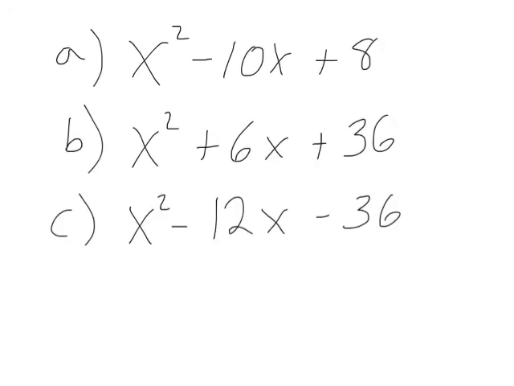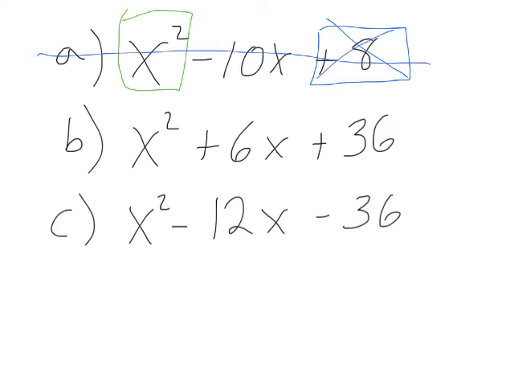So now let's look at some other examples of trinomials that may or may not be perfect squares. And we're just going to analyze them the same way we have. On A, the first term is a perfect square. The third term is not. This cannot be a perfect square trinomial because the first and the third term are not perfect squares.